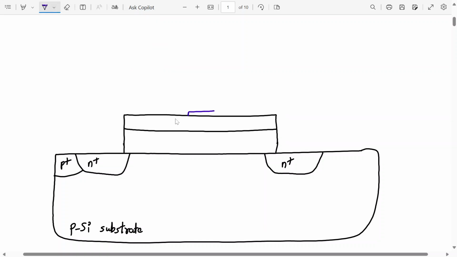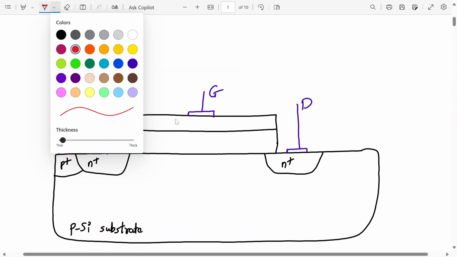This was the gate terminal. Gate, that's the source. This is the body terminal, which we normally connect to the lowest potential for NMOS, which is ground. This is my drain.